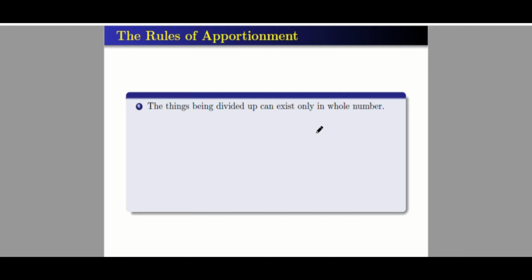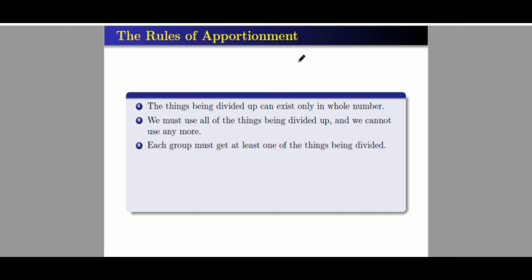So the things being divided can exist only in whole numbers. Of course, when we talk about people, we cannot have 0.5 or 3.5 people. So it must be a whole number. Number two, we must use all of the things being divided up and we cannot use any more. So if you're asked to divide this specific number of people, all of them must be used up. All of them must be distributed to a specific group or part.